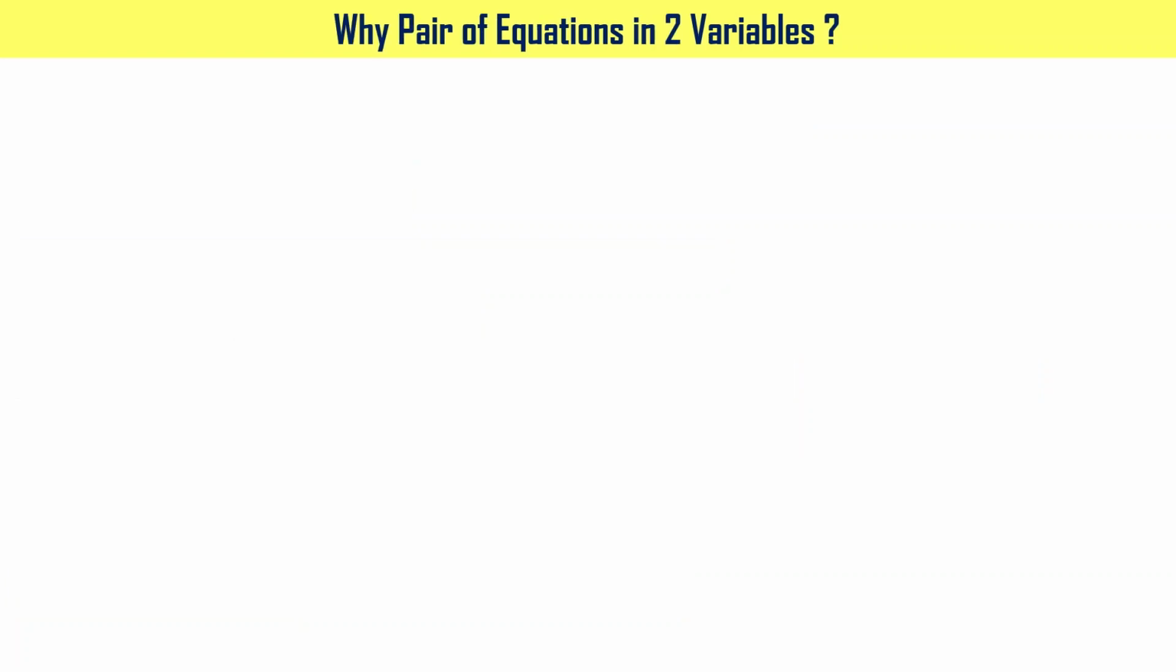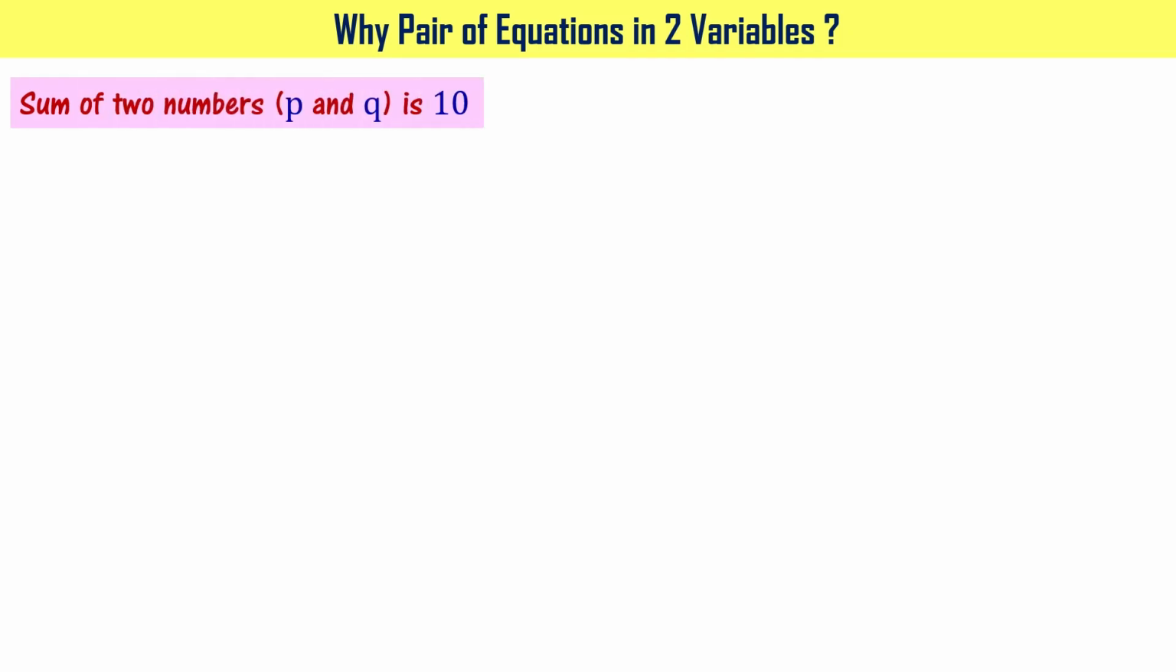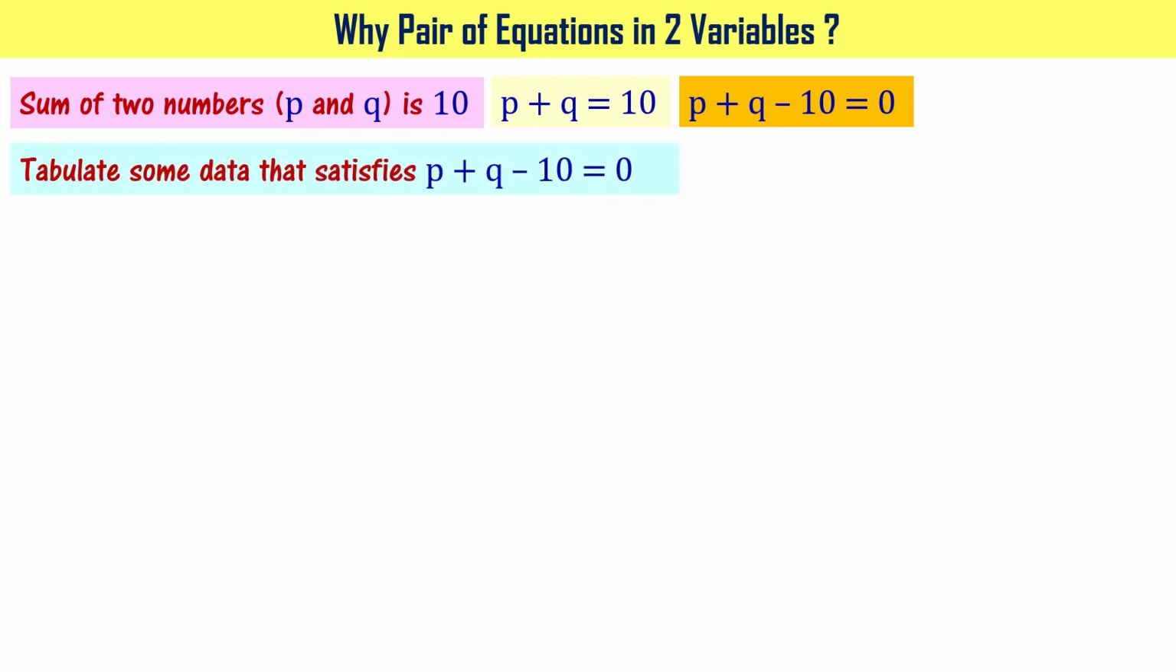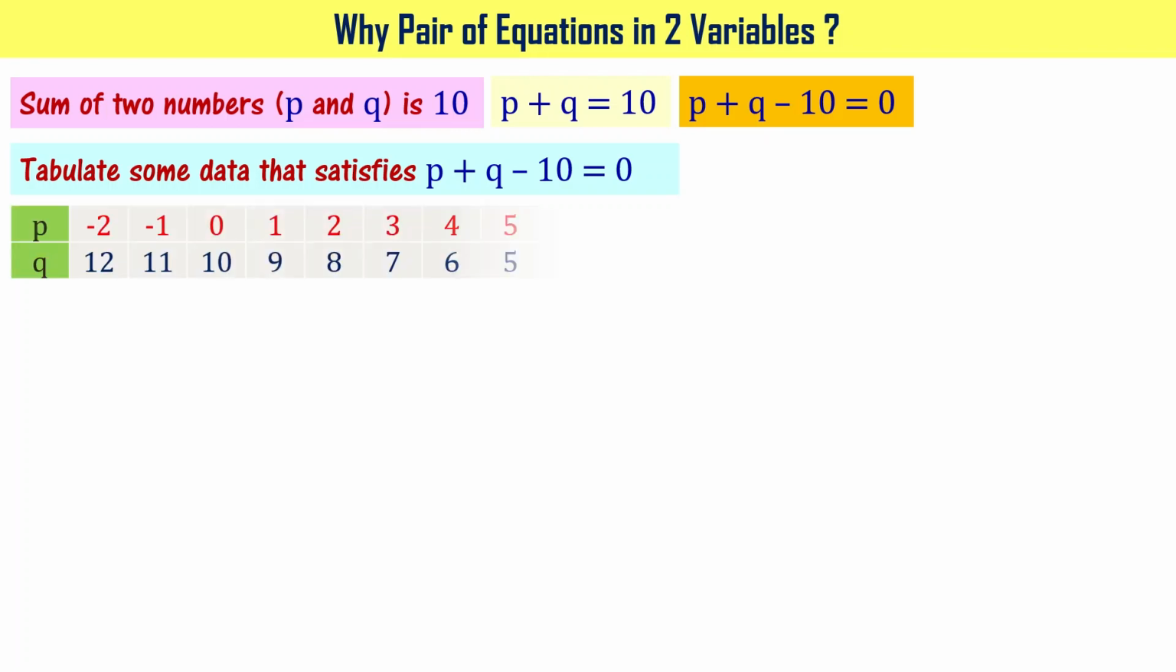Now let's try to understand why pair of equations in two variables. Let's say that we are given a statement saying that sum of two numbers is 10. If I denote the numbers using p and q, then this can be written as p plus q equal to 10, or p plus q minus 10 equal to 0, right? Let's tabulate some data that satisfies this particular equation. That table can look like this.